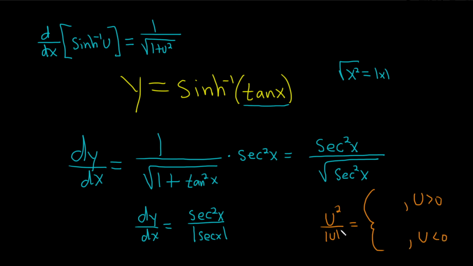So if u is positive, we know the absolute value of u is just u. So we would get u squared over u, which is simply u. If u is negative, the absolute value of u is negative u. So you get u squared over negative u, so you just get negative u. But this is actually equal to the absolute value of u, right? Think about it. If u is positive, you get u. If u is negative, you get negative u. So this is actually equal to the absolute value of u, but it's not u, it's secant x.